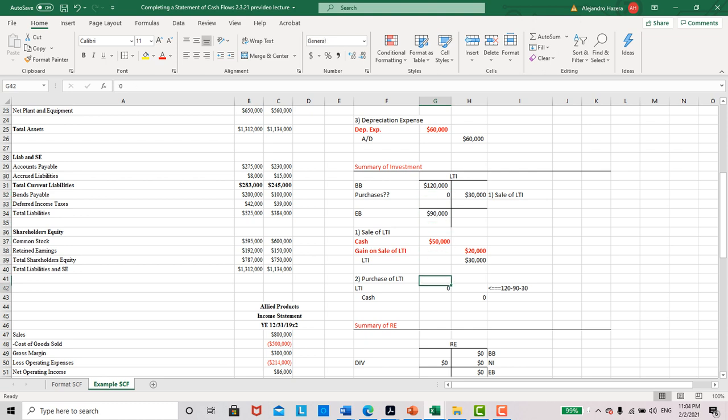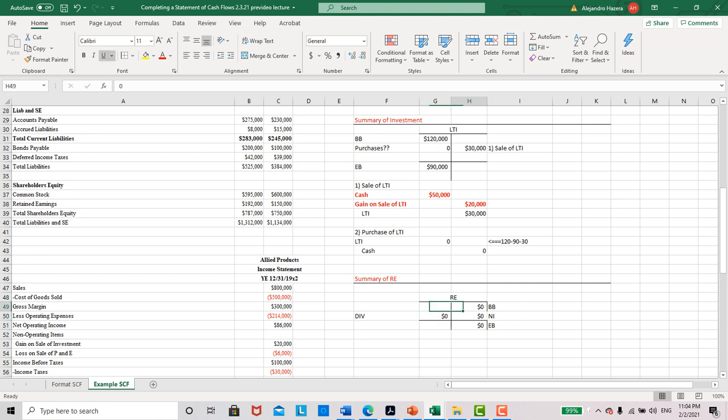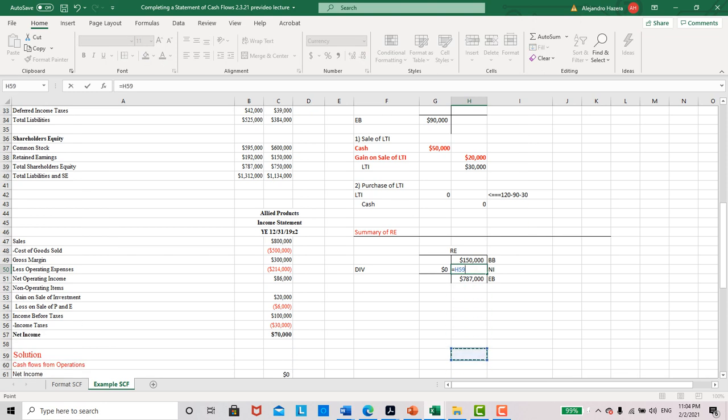Okay, finally, you should always, always, always summarize the retained earnings account just to make sure that your net income minus your dividends equal your ending retained earnings. And it's also a way to figure out your dividends. So your beginning retained earnings are 150. Your ending retained earnings are 787. Your net income better come from your income statement. Your net income is equal to 70,000. Okay, and so let's figure this out.